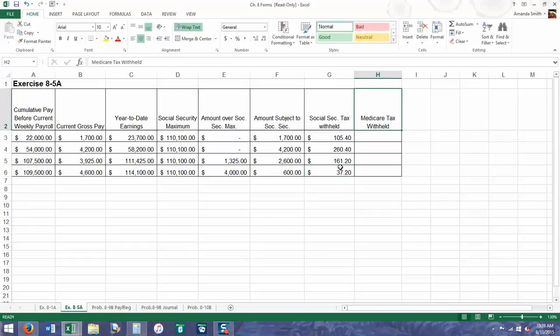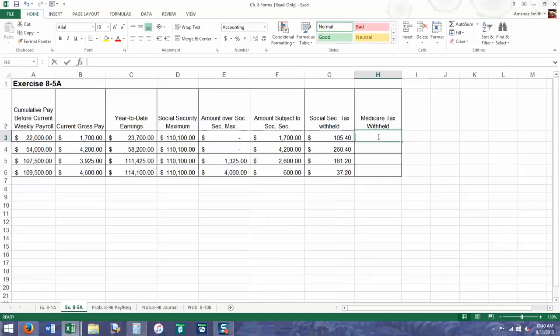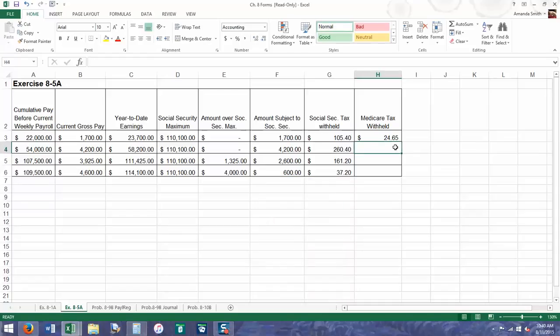Now, Medicare withholding tax. Medicare does not have the max on it like the Social Security tax does. So we're going to take the current gross pay amount for all of the Medicare tax. So we have 1,700 times 1.45% gives us $24.65. The 4,200 times 1.45%, $60.90.